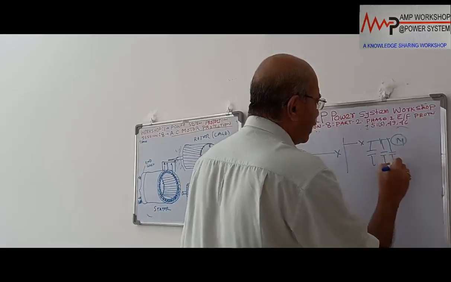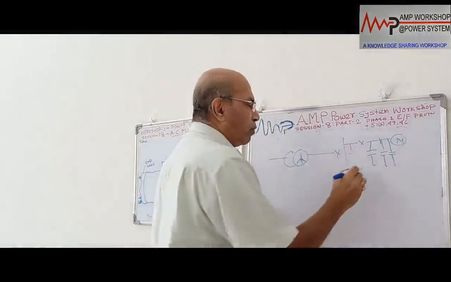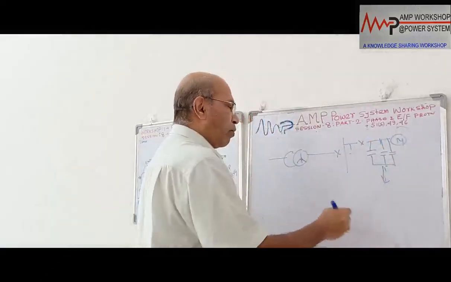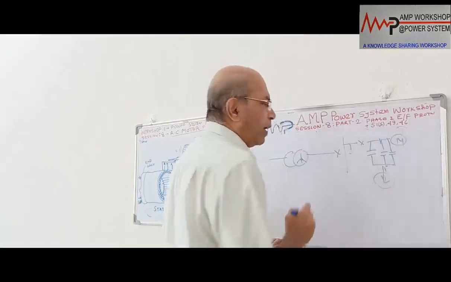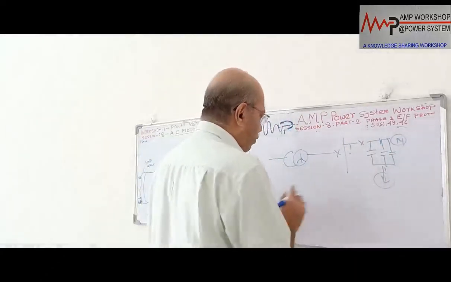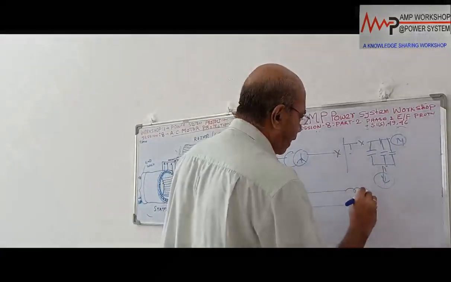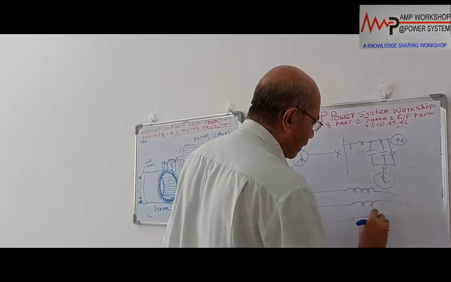So there is a distributed capacitance all over the route. So continuously there is a charging current flowing through this to the ground. This charging current is of very low magnitude. Now I am drawing the 3 phase. Suppose this is A phase, this is B phase, and this is C phase. This is a motor winding.